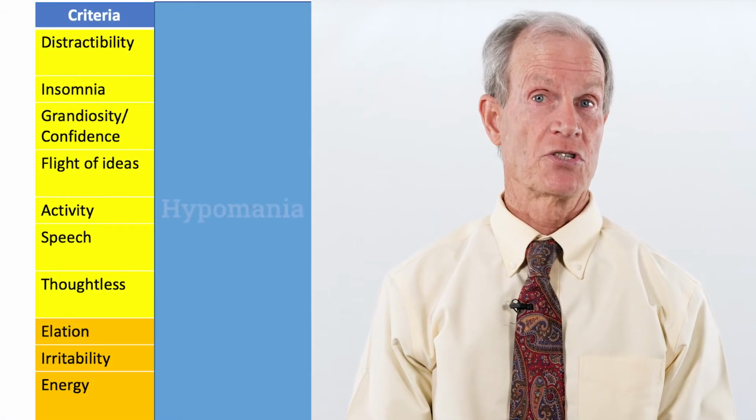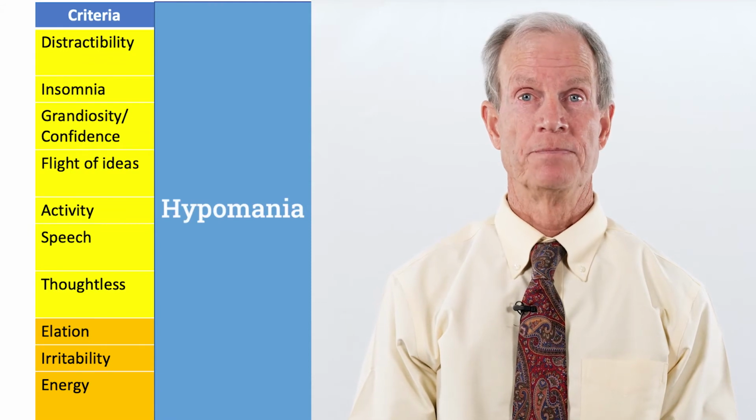Hypomania comes in a whole range of intensities, from none to extreme. It can come and go for long or short periods of time, and it can be mixed with depression. That's the agitation, irritability kind. So let's look more closely at this hypomania. Here are the different symptoms of hypomania.